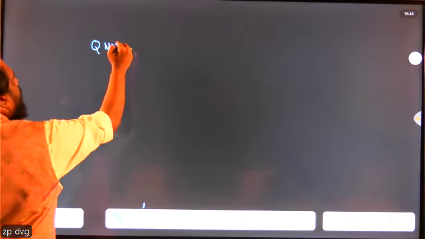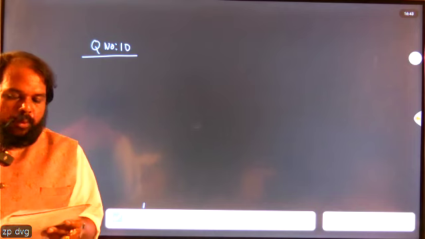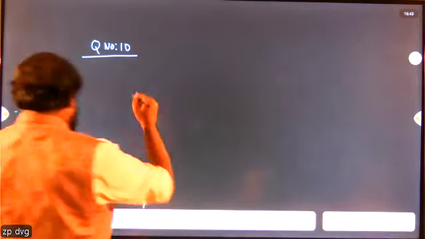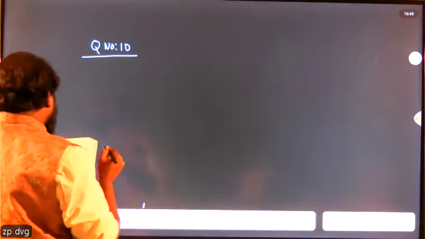Okay, let's go to question number 10. With regard to ABO blood typing system, if a man who has type B blood and a woman who has type O blood were to have children, what blood types could the children have?